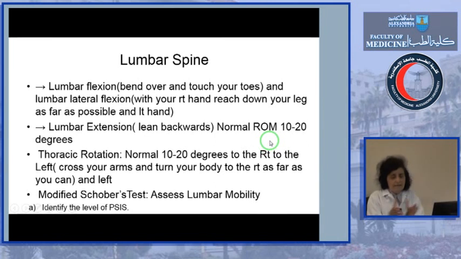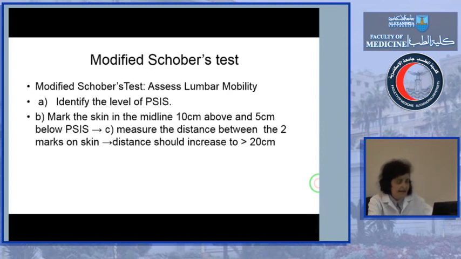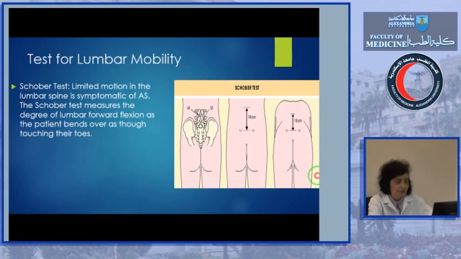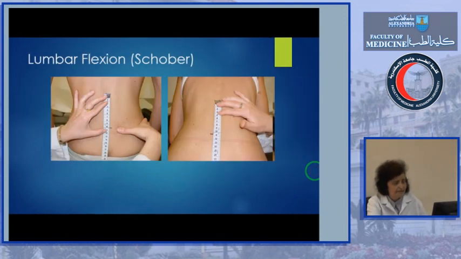If you don't want to do cervical expansion, you can do thoracic rotation to the right and to the left, and the modified Schober's test that we assessed, and you will be taking in your OSCE as well with Dr. Iman. The test for the lumbar, we've got, as we said, the Schober and the modified Schober's test, and the classical way of doing it. You mark a point halfway between the two posterior superior iliac spines. You take a point 10 centimeters above and 5 centimeters below. The patient does maximal flexion. It should increase up to 20. Our patient was almost 1 or less even than 1.